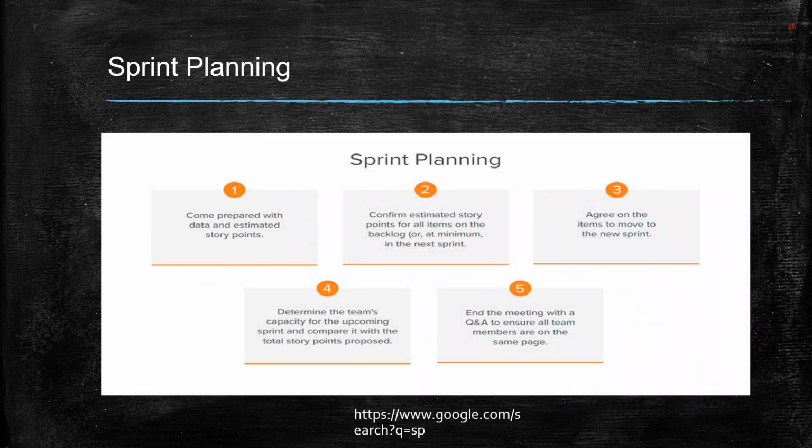Moving to sprint planning, the main aim is to deliver the sprint, and there are 5 steps in sprint planning. Come prepared with the data and estimated story points. Confirm estimated story points for all items on the backlog. Agree on the items to move into the new sprint, and determine the team's capacity for the upcoming sprint and compare it with the total story points proposed. And the fifth point is to end the meeting with a question and answer session to ensure all team members are on the same page.